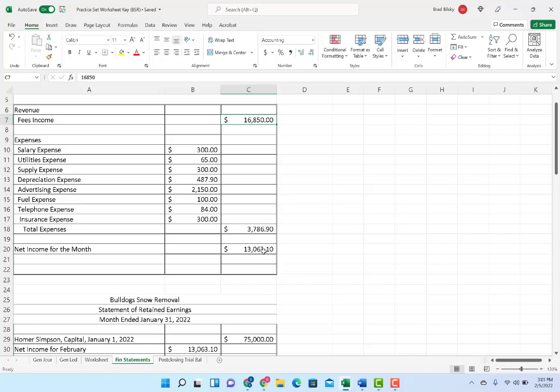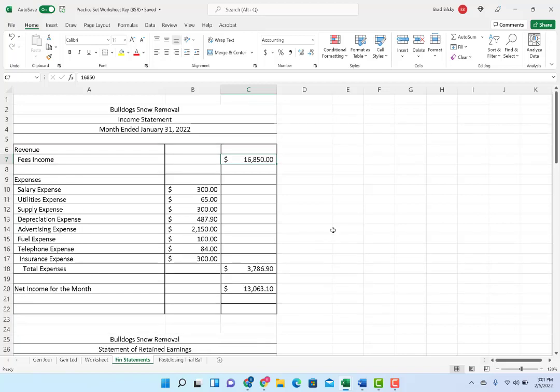So Homer's company made $13,063.10 in January. So that was their profit. That's what the income statement shows us. Remember, it shows for a period of time. So for the month ended, this is how much profit we made for the month.